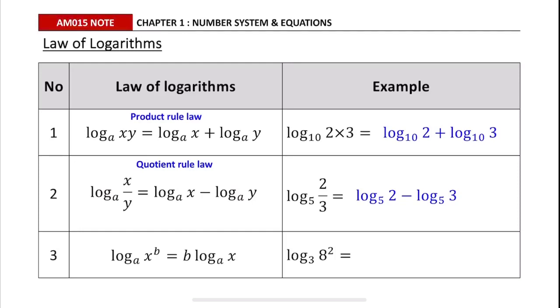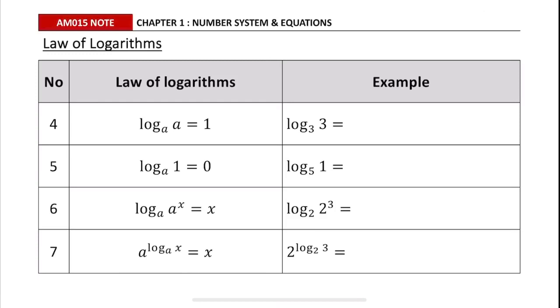The third law is the power rule, where log base a of x to the power of b can be written as b multiplied by log base a of x, which means we transfer the power of b to the front of the log. The example is log base 3 of 8 squared, and this is equal to 2 multiplied by log base 3 of 8.